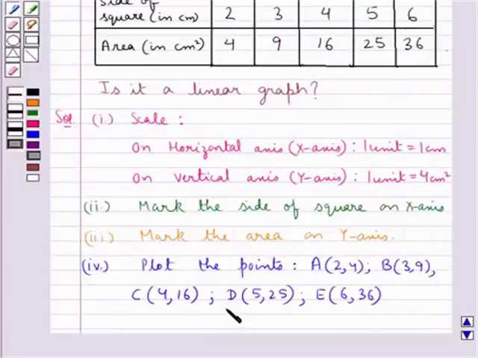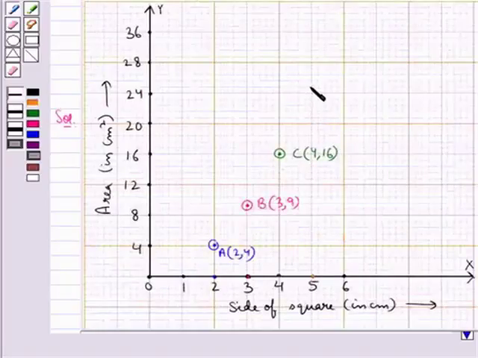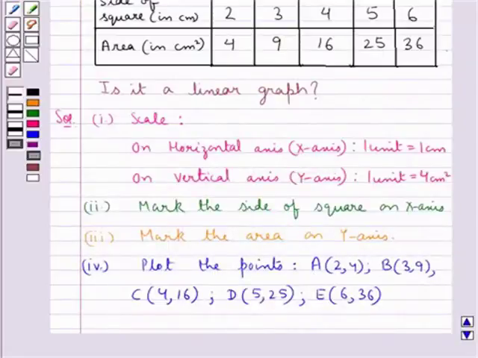Next is the point D with coordinates 5, 25. For this again we locate 5 on the x-axis. This is the point 5. From here we move up along the y-axis to reach the point that corresponds to 25 on the y-axis. Now this is the required point D with coordinates 5, 25. Our last point is the point E with coordinates 6, 36.